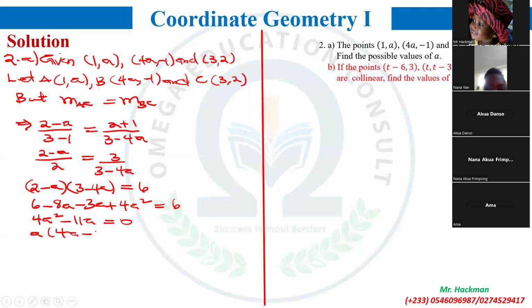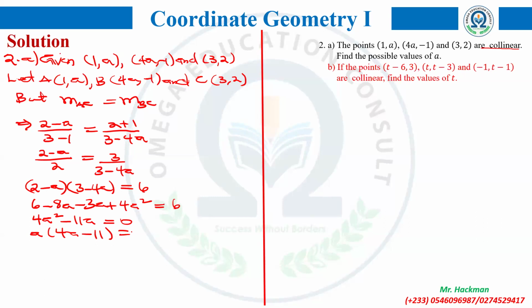So now at this point, this is what we are going to do. It will be 4a minus 11. Do you agree? It's equal to 0.